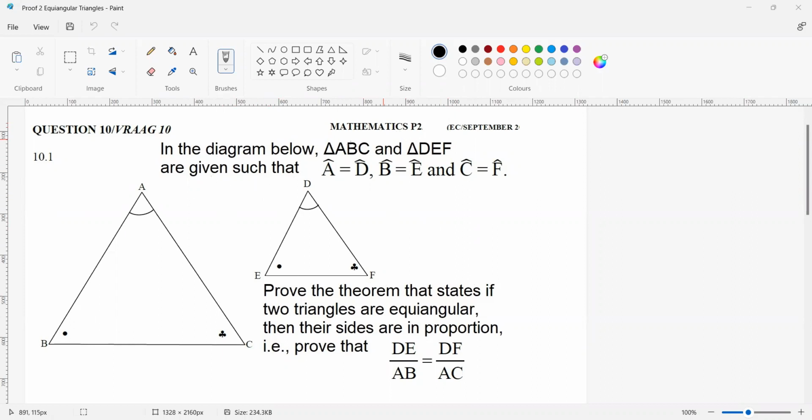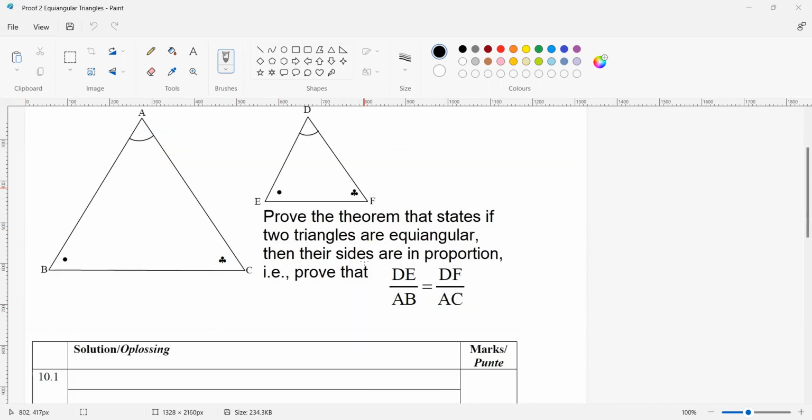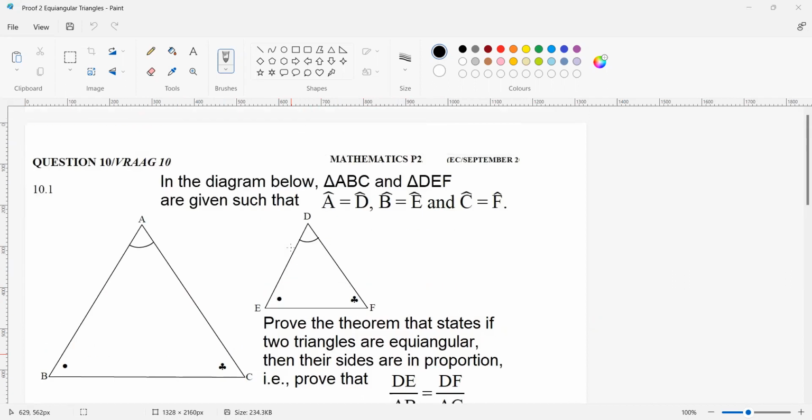So we have triangles ABC and DEF, where they give us A equal to D, B equal to E, and C equal to F. And we have to prove the theorem that states if two triangles are equiangular, then their sides are in proportion.